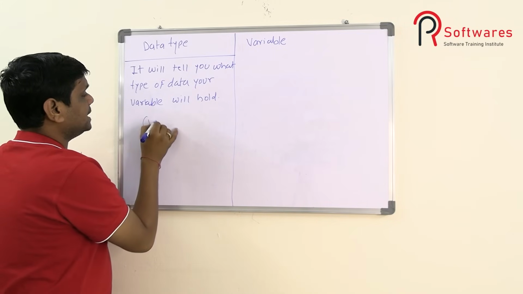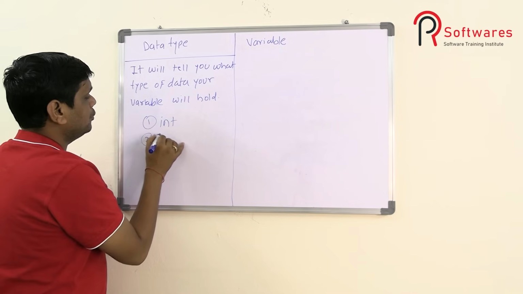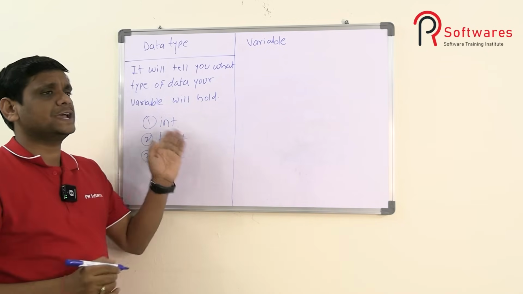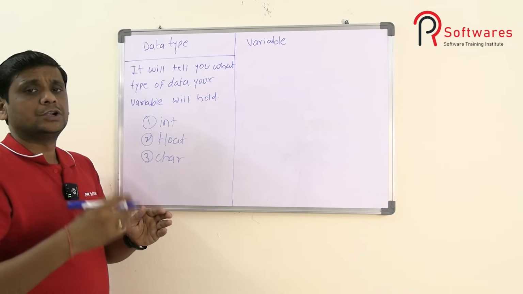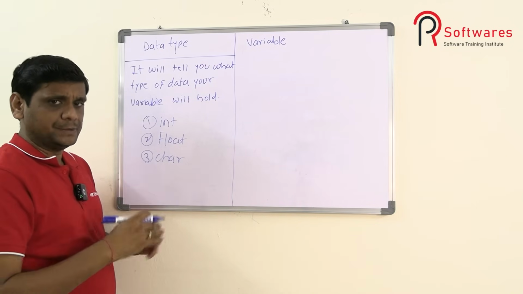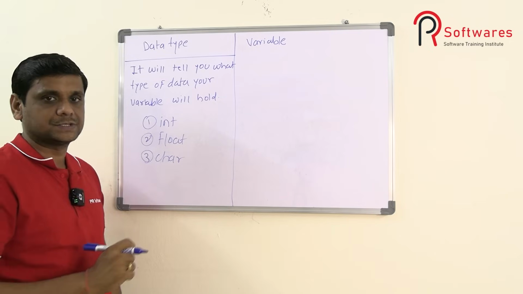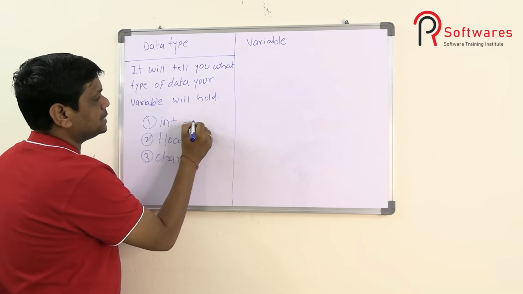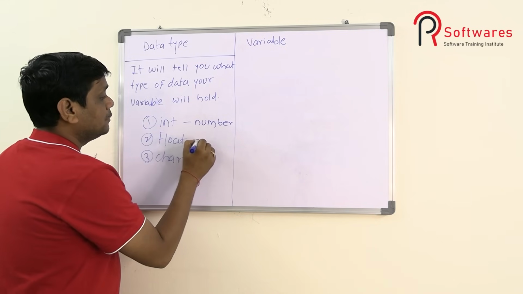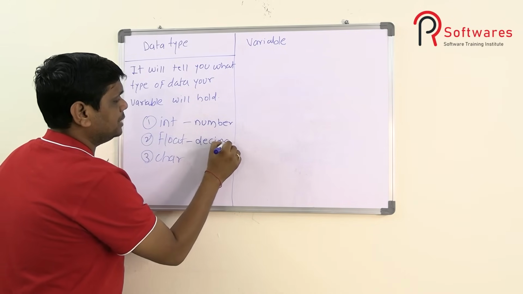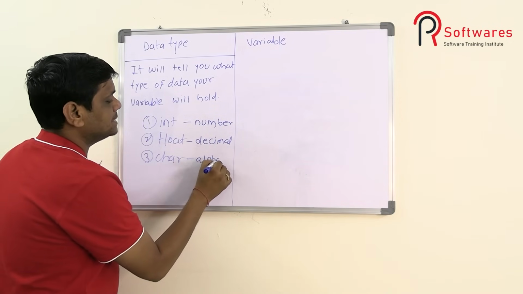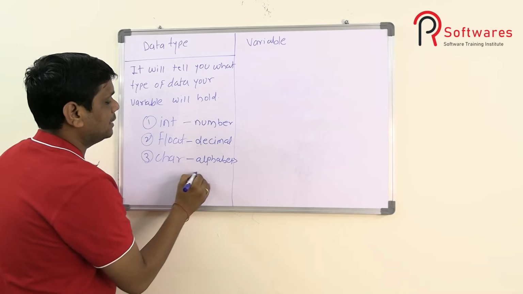So majorly, data types are integer, float, and character. So guys, data type is again divided into signed integer, unsigned integer, float, double, long. Then with the character, unsigned character, signed character. So there are different types, but that we'll discuss next. First, we are discussing only fundamentals, right? So basically, integer is used for numbers. Whenever you want whole numbers, then we'll use integer data type. Float will be used for decimal value. Whenever we want the decimal, then we'll go with the float. And character is for alphabets, or we can say alphanumeric value.